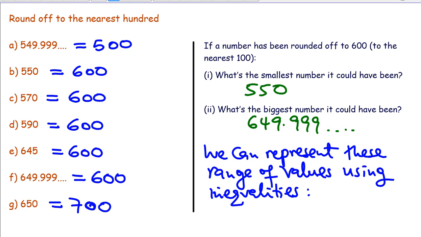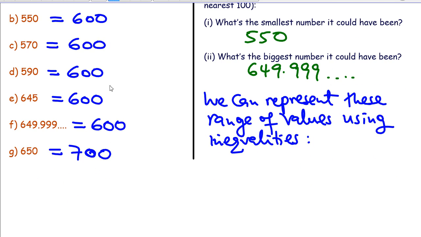And how do we do that? Well, we can see that the smallest number that can be rounded off to 600 is 550. So I'll write 550 on the left, and I'll use X to represent this range of values that round off to 600. Now, the biggest number is 649.99, but I don't want to write that. So what I'll do is I'll write 650.